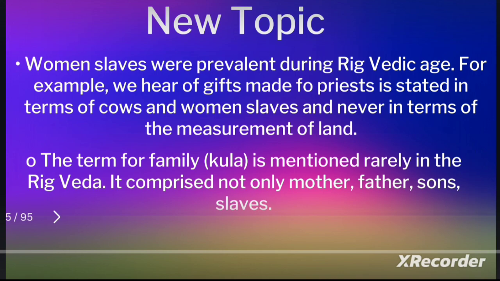Next new topic. Women slaves were prevalent during the Rig Vedic age. For example, we hear of gifts made of princesses stated in terms of cows and women slaves, and never in terms of measurement of land. The term family or kula is mentioned rarely in the Rig Veda. It comprised not only mother, father, sons, and slaves.